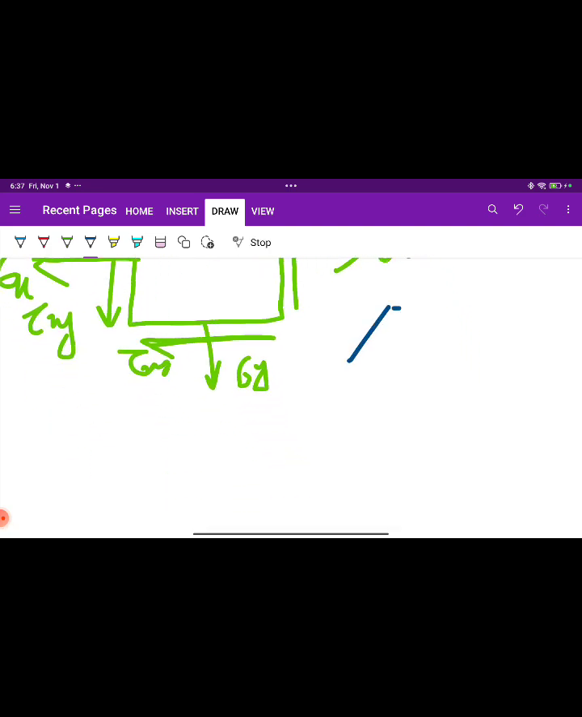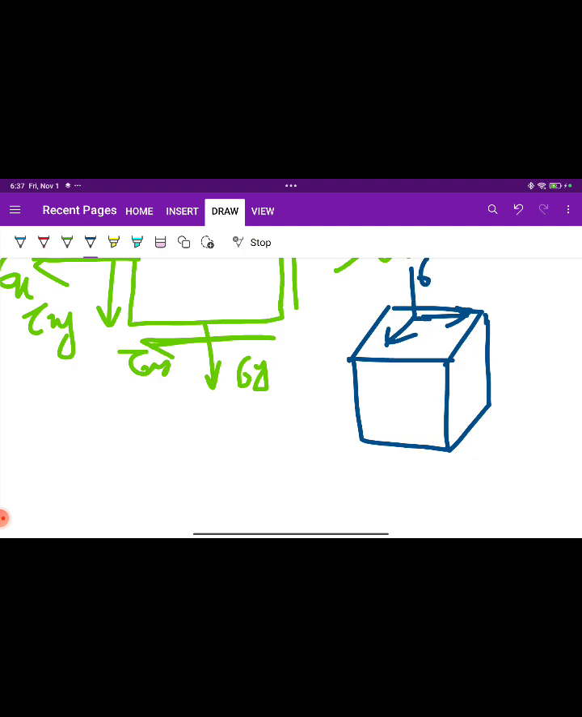Let me do one simple 3D diagram of this complex stress diagram, complex stress conditions. So three forces are acting like this over one single point. This is sigma z, normal stress in the z direction, and shear stress in the z and x direction, and shear stress in the z and y direction. So each side we have a condition like this.